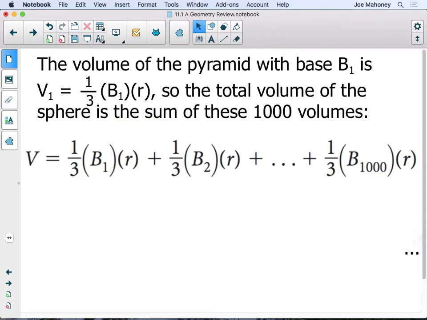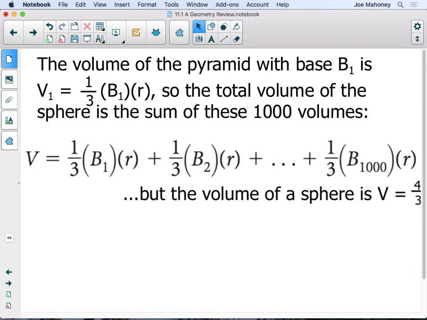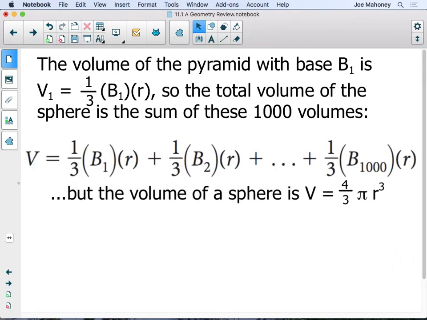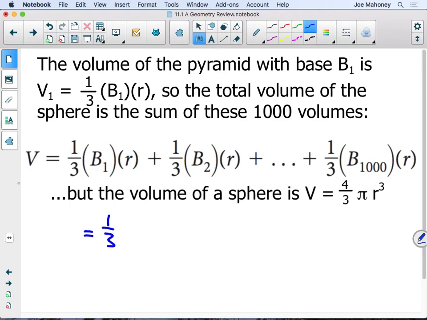Cool. And I got some dots. What do all those dots mean? Oh, remember that the volume of a sphere is 4/3 pi r cubed. So we're going to do a little bit of algebra here. But again, factoring. Let's do some algebra. I'm going to factor the right side for a minute. Notice that they all have 1/3 in it. They all have an r in it. So I'm going to factor out 1/3 r, and what I'm left with is base number 1 plus base number 2 plus blah, blah, blah, plus base number 1000.